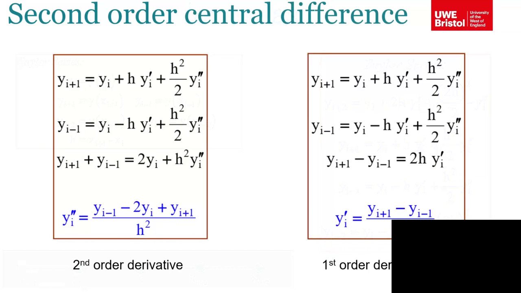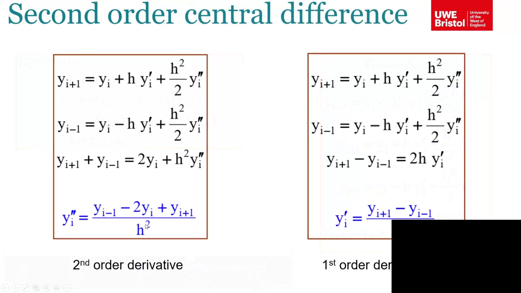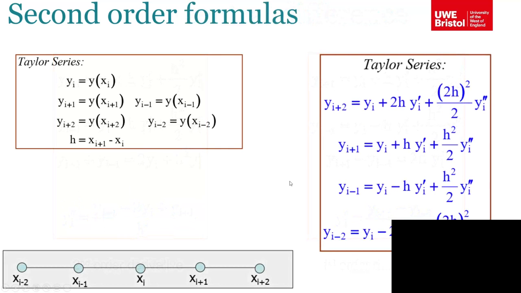Then you have a second order central difference scheme. So that's your second derivative, yi double prime. That's your first derivative, yi prime. You need your yi prime and yi double prime for these equations. yi prime is the first order derivative, yi double prime is the second order derivative. You derive those equations from the Taylor series expansion equation.